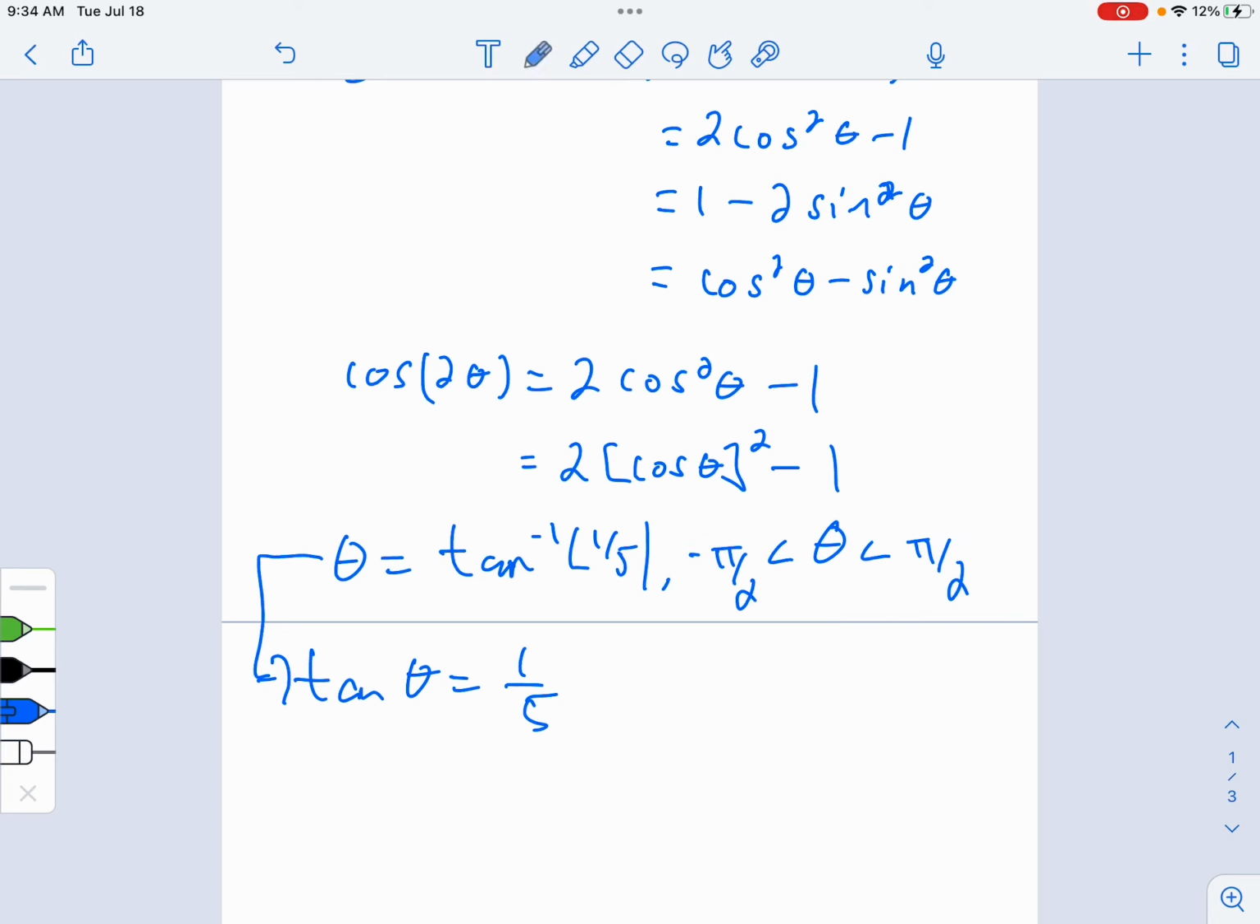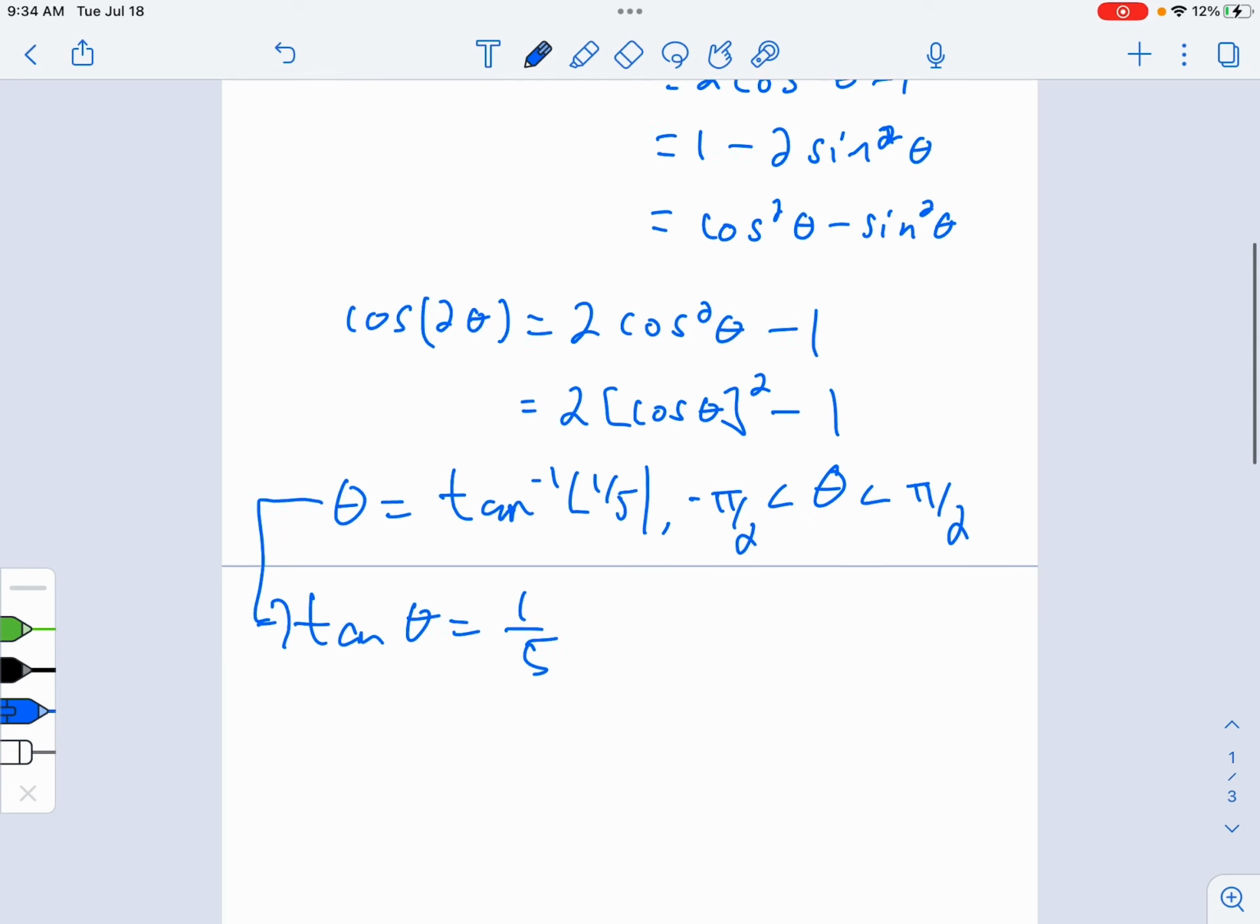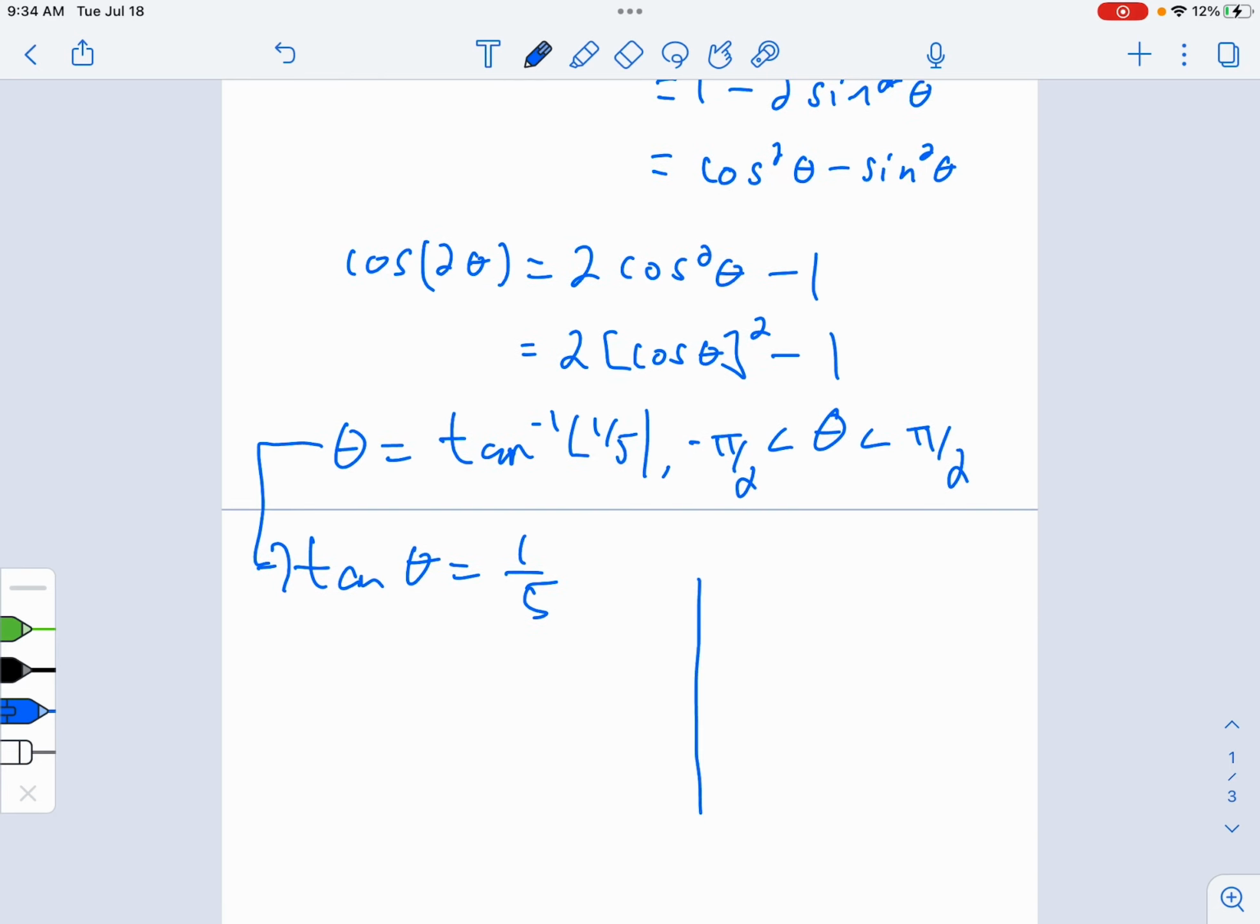And from there, I can figure out what cosine is. How do I do that? Well, if my angle is in the first quadrant, you can draw an angle here, theta here. And I apologize about my drawing. Obviously, I'm not Picasso here. Horrible drawing, so please excuse me on that. Tangent is 1 over 5, or as we know it, y over x. So y would be 1, x would be 5, or any multiple of 1 and 5.